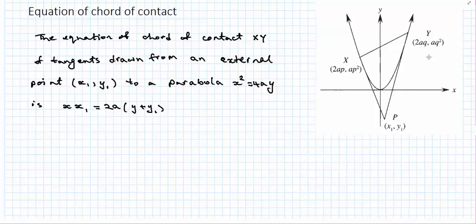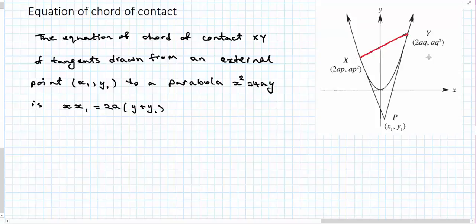In this video we are going to look at another property of a parabola. Now this property sounds a lot more complicated, but it's a very important property, and coming up with the equation required is quite straightforward. Let's read the property. The equation of chord of contact XY. So we are looking at this chord XY. I'll explain what chord of contact is in a minute.